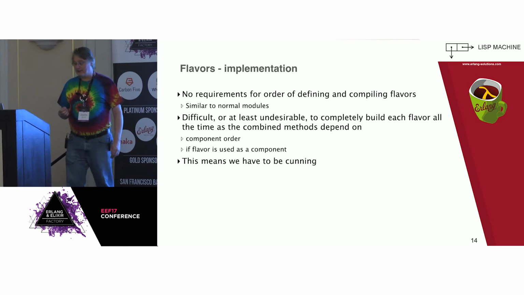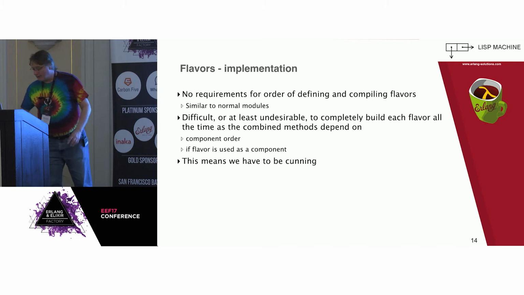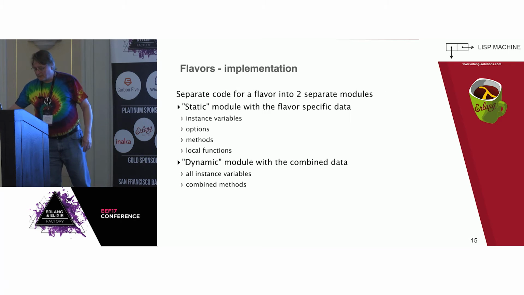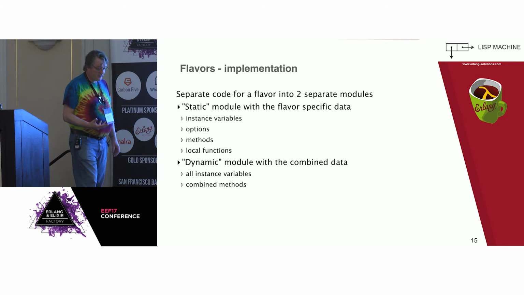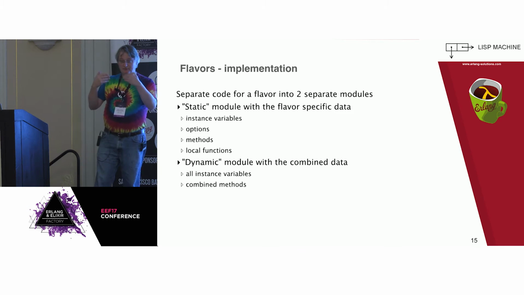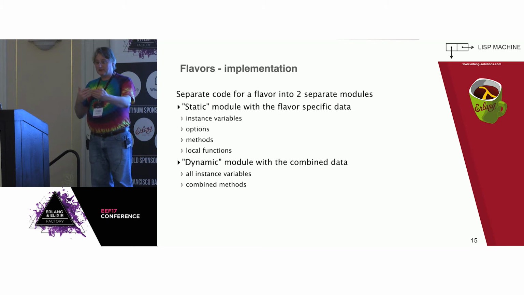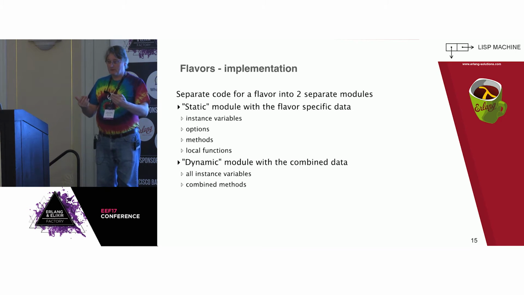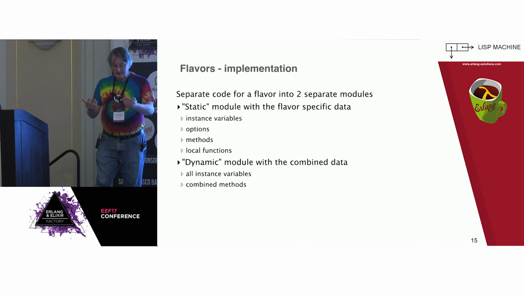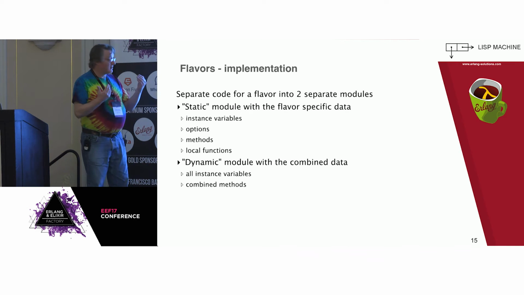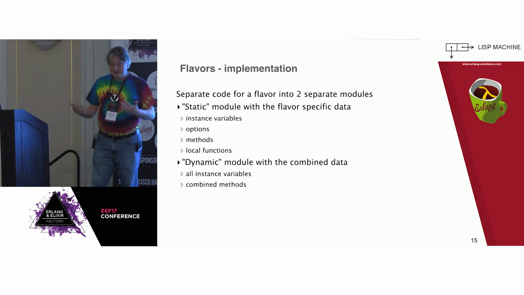We can do round things here. And now we're getting to the interesting bit. So what we can do is, if we look at the definition of a flavor, we can split it up into two parts, or logically split it up into two parts. So I can define, I call it a static module. I haven't got a good name for it.